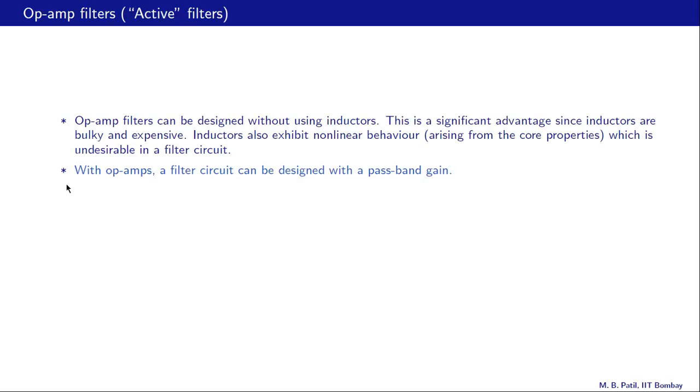With op-amps, a filter circuit can be designed with a passband gain as opposed to a passive filter. If you recall, we have seen this RC low pass filter in which the passband gain was 1. With an op-amp filter, we can have a passband gain more than 1, and we will look at some examples.